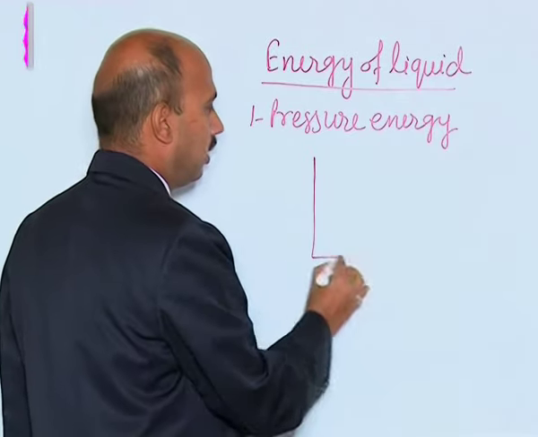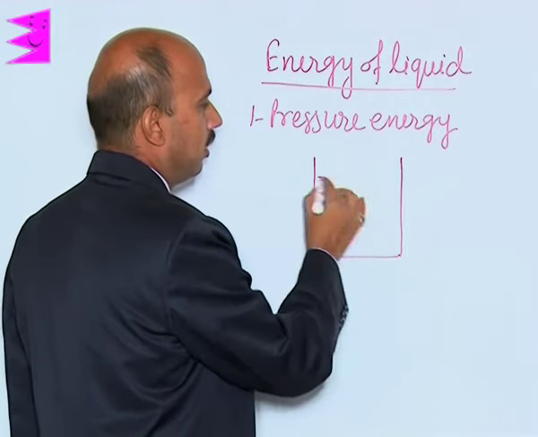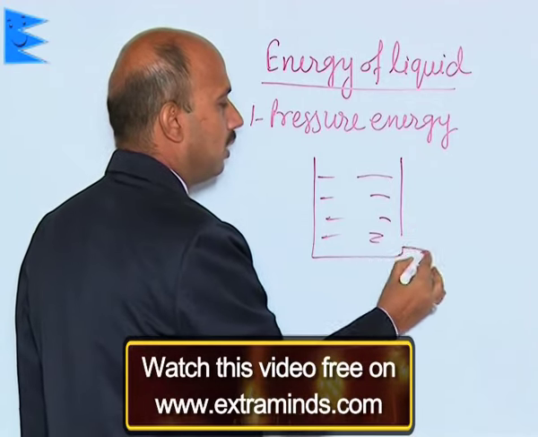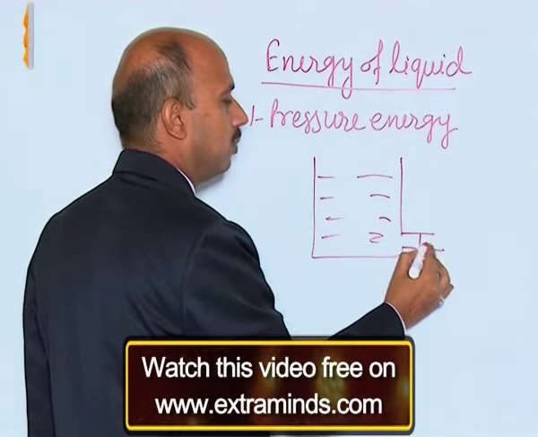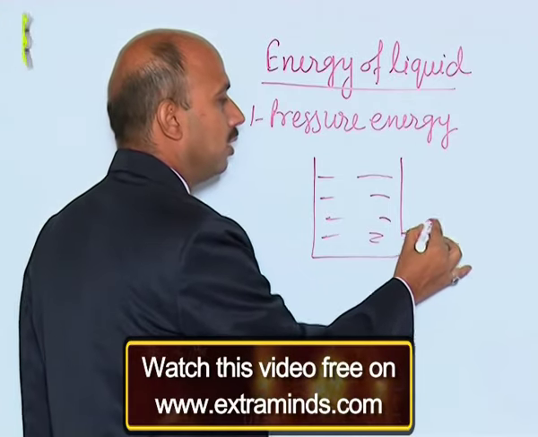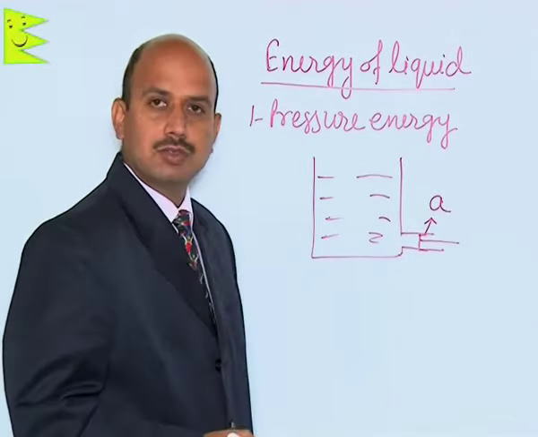Suppose you have taken liquid in this beaker, and at this point there is an opening and a piston is fitted here, whose area of cross section is A. A is the area of cross section.